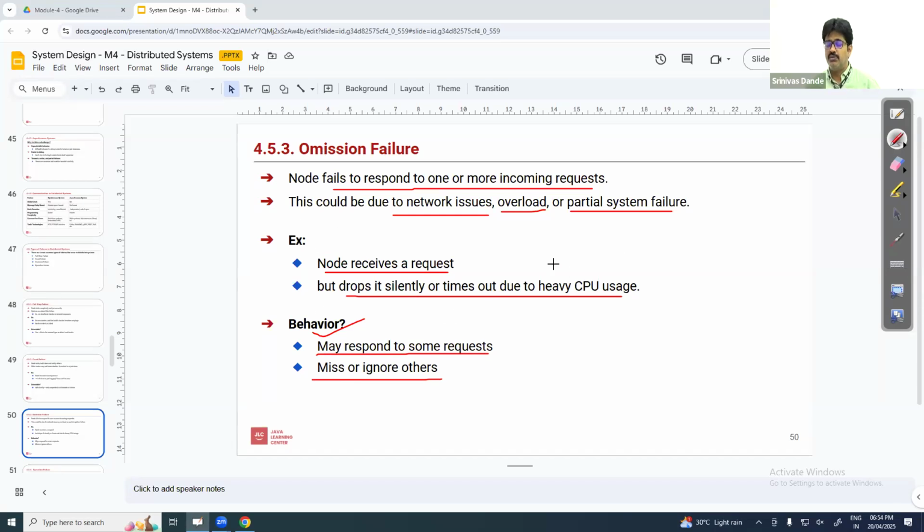That means the system is running but is unable to handle the heavy load, so it may ignore some of the requests. In that case, the system is not responding to some of the requests. That kind of failure we call an omission failure. This is also easy to fix, right?